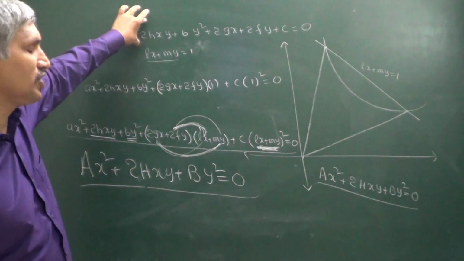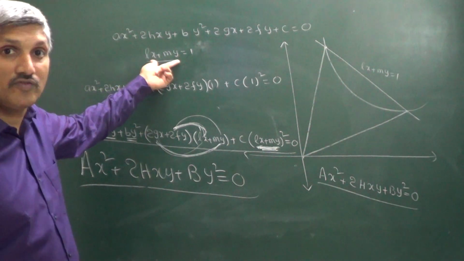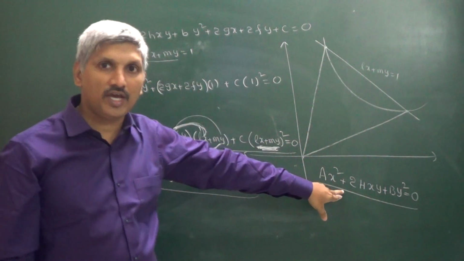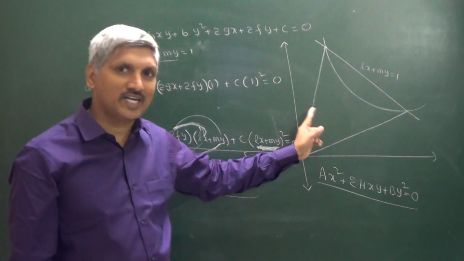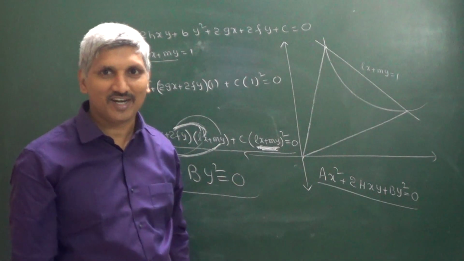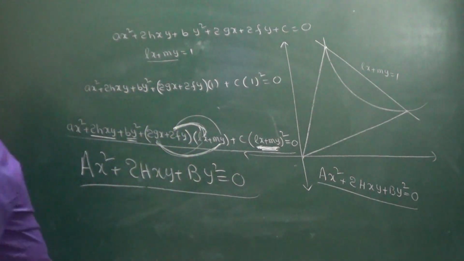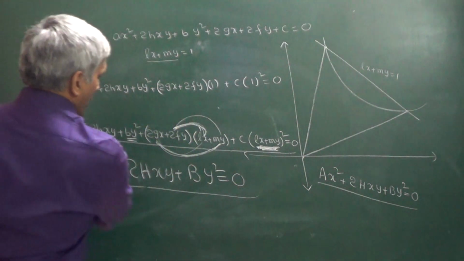So the non-homogeneous equation, with the help of this line, we converted into a homogeneous equation which represents these two straight lines. We got the combined equation. Now just one application based on this particular question I am doing.